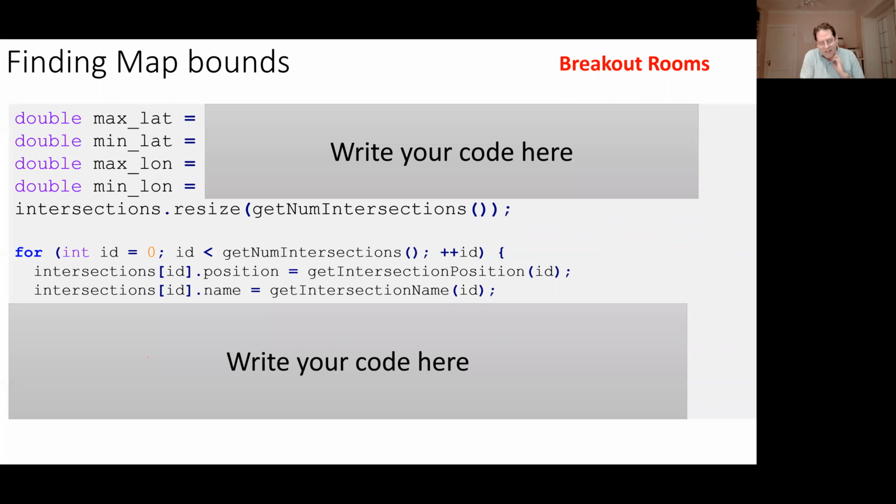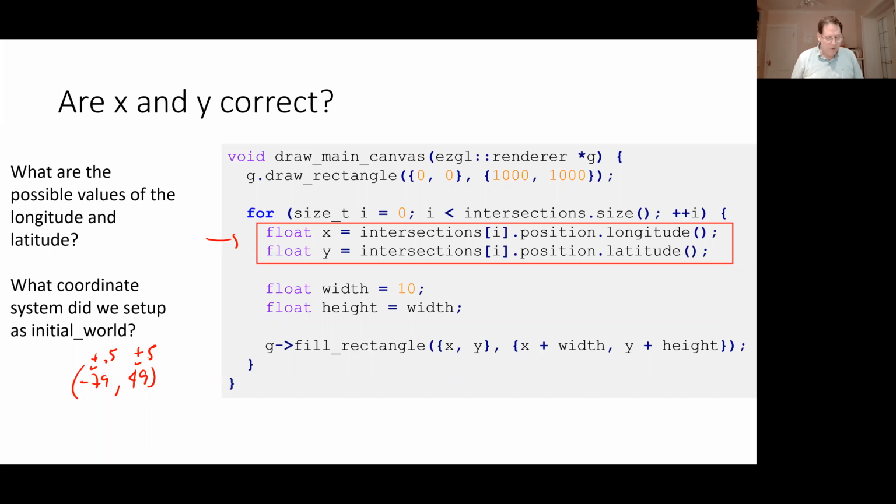I'm going to skip the breakout rooms just in the interest of time today. How would I find the map bounds? I could change the coordinate system to something like negative 80, 49 to negative 78, 50. That would be a better coordinate system if I draw in latitude and longitude for Toronto, but it's not going to work for any other city. It would be better than choosing 1,000 by 1,000, but it's not good.